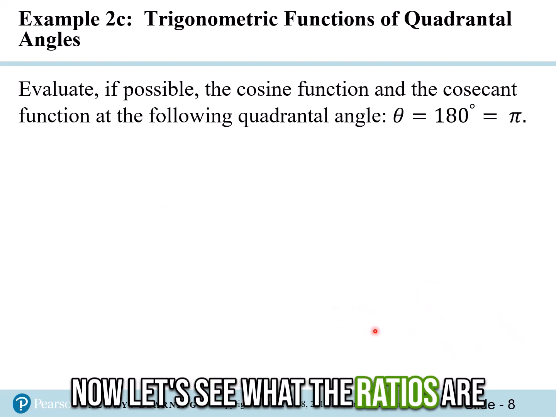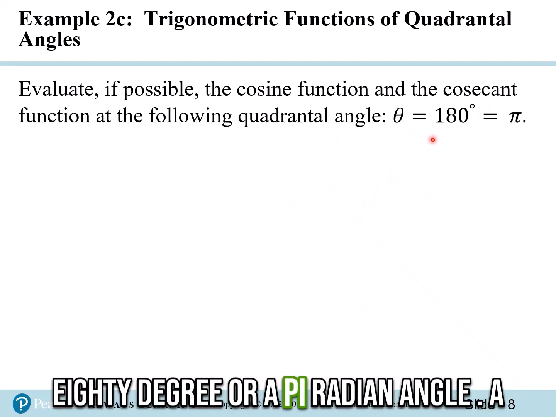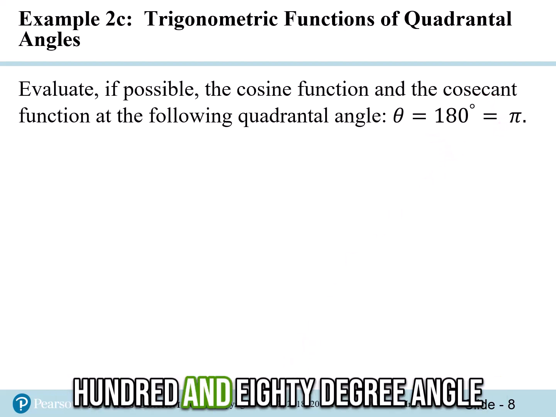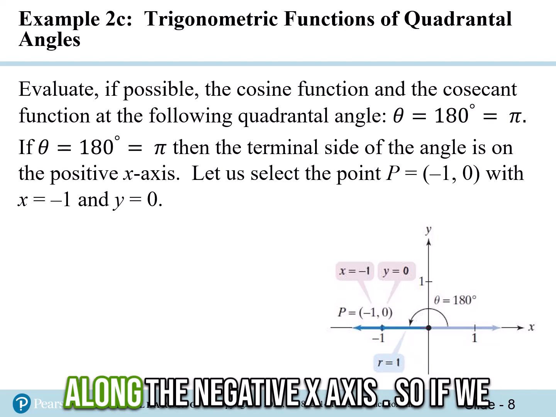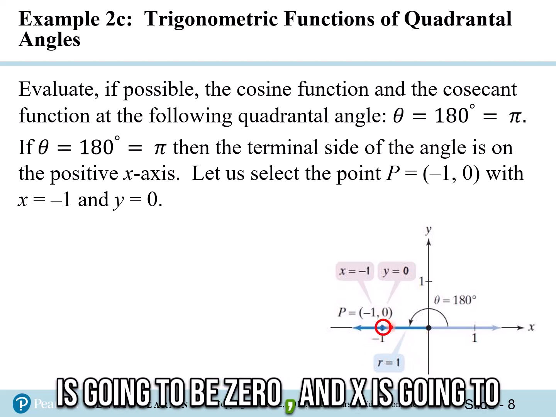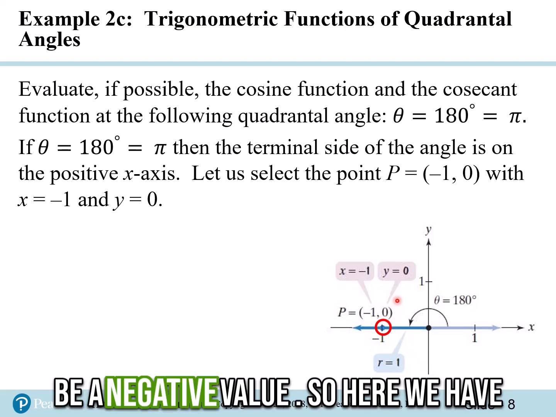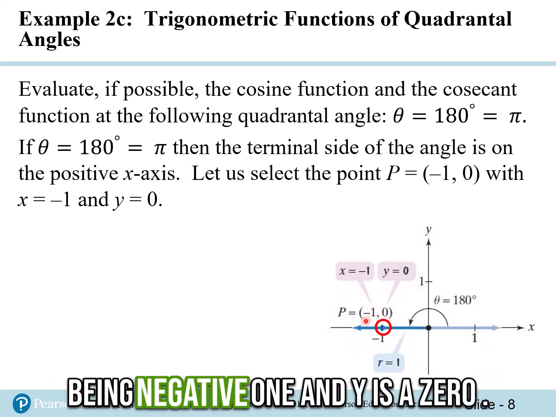Now, let's see what the ratios are going to look like for a 180 degree or a pi radian angle. A 180 degree angle will have the terminal side resting along the negative x-axis. So if we pick a point on the negative x-axis, y is going to be 0 and x is going to be a negative value. So here we have chosen a point with the x coordinate being -1 and y is a 0.